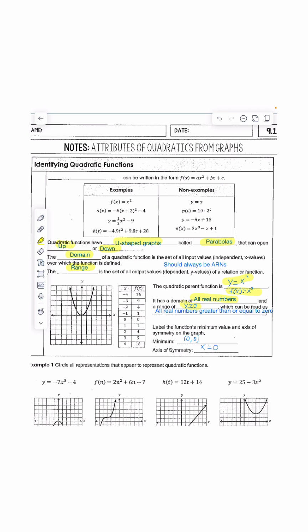We're going to also label the function's minimum value and the axis of symmetry of the graph. My minimum value is going to be 0, 0. That's basically the vertex of the graph. And my axis of symmetry is always going to be the x value of the vertex.